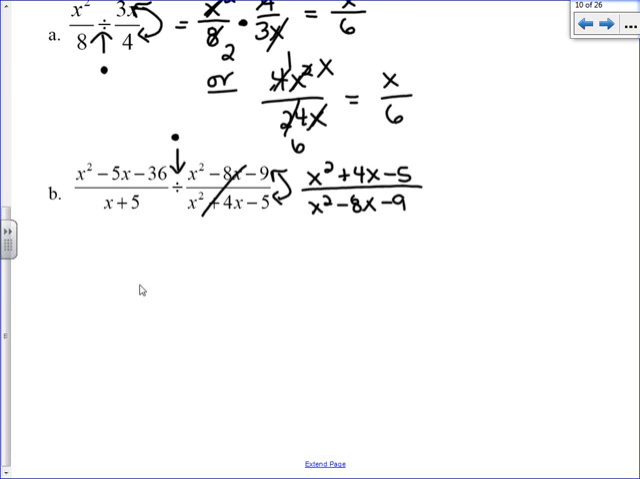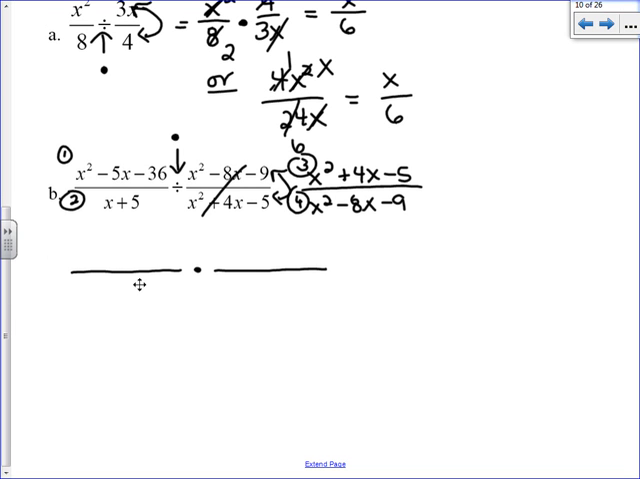And now we're back to factor, factor, factor, factor, cancel. So I need factors. The problem is now multiplication since we flipped around that second fraction. So I'm going to need to factor, factor, factor, factor. So for number 1, x squared minus 5x minus 36. I'm looking for a pair that multiplies to negative 36, adds to negative 5. I can use the shortcut because a equals 1.